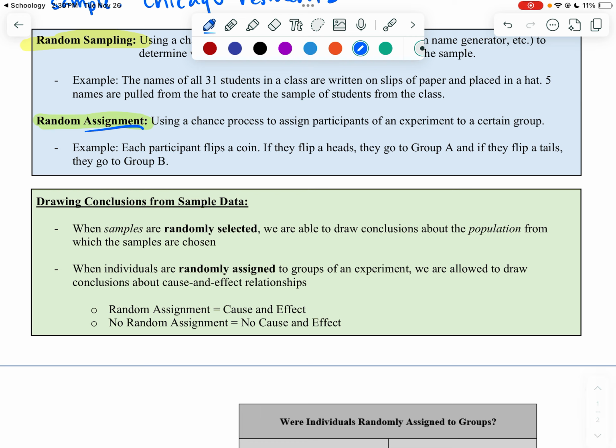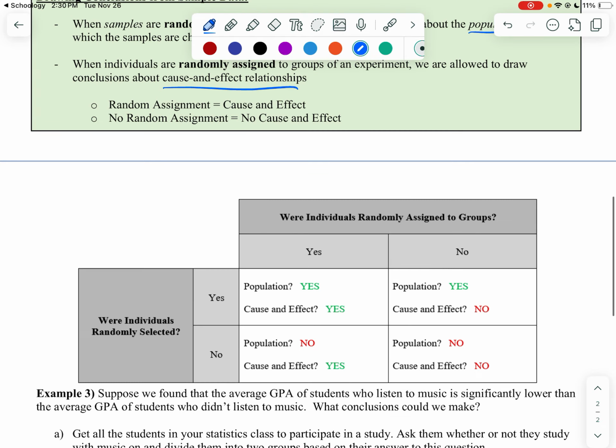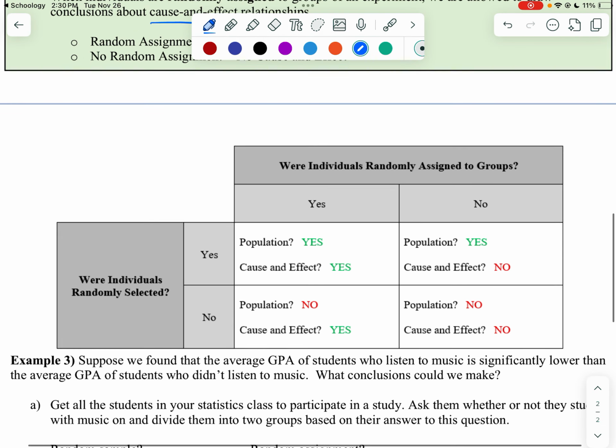Okay, we're going to talk about a chart in a second, but what does that tell us? When samples are randomly selected, we are able to draw conclusions about the population from which the samples are chosen. When individuals are randomly assigned to groups of an experiment, we're allowed to draw conclusions about cause and effect. Okay, so if you scroll down a little bit, there is a chart here.